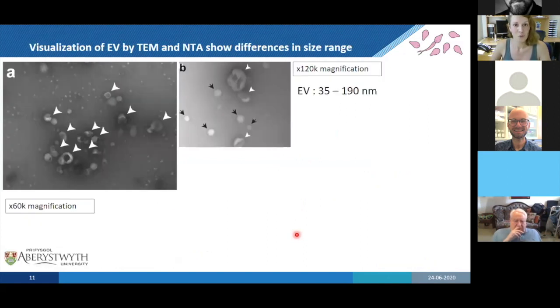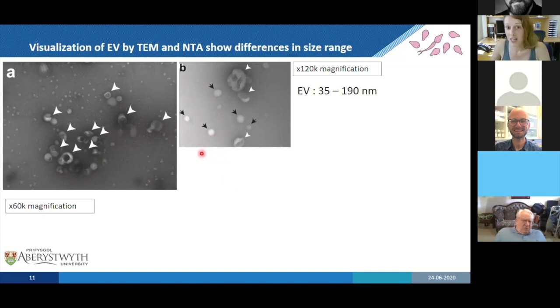First of all, what we did is, okay, do we actually have EVs? So our collaborators in Eevee, they nicely did some negative stain transmission electron microscopy on these EVs, and indeed we did nicely see an EV population between 35 and 190 nanometers, indicated with the white arrows. The black arrows are artifacts that we also observed in PBS only.